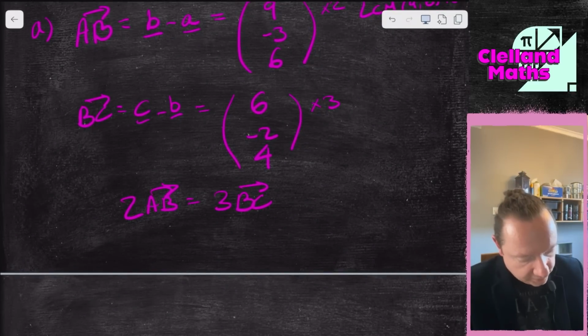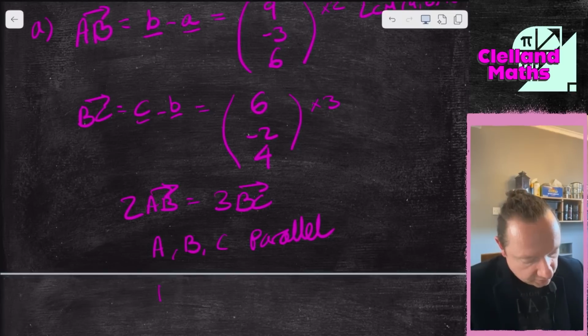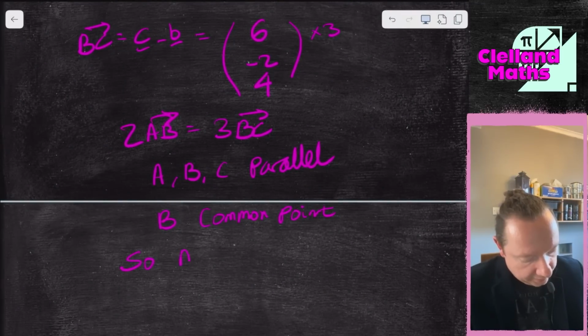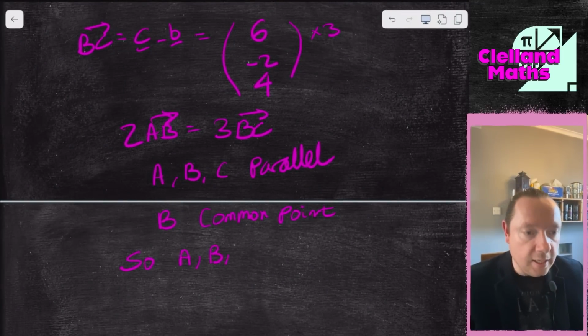And therefore, we can then say that AB and BC are parallel, but B is a common point. So A, B and C are collinear.